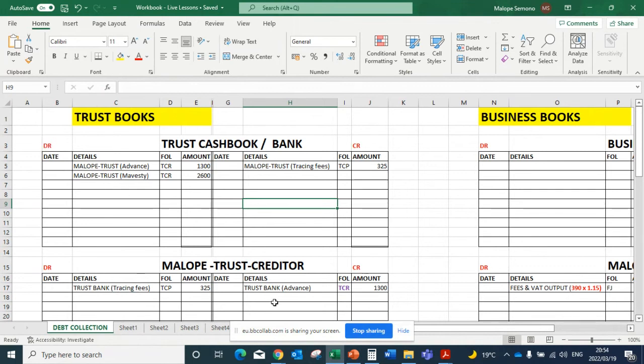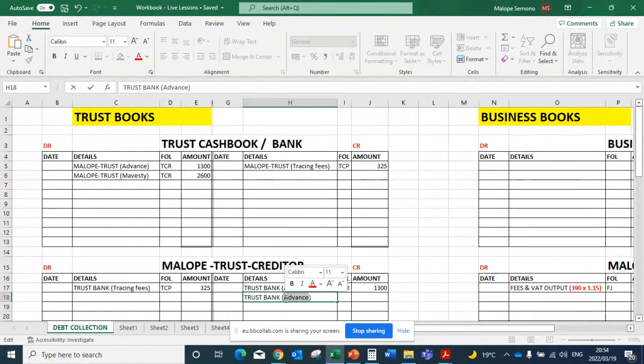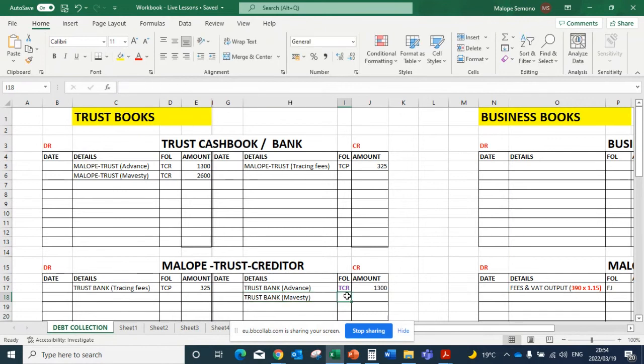Remember, here I'm on the debit side, so I'm going to go to the credit side and show that I received money from Mavesti. I'm going to say trust cash receipt, and I received 2,600. Because this money belongs to the client. So I hope everything makes sense now.